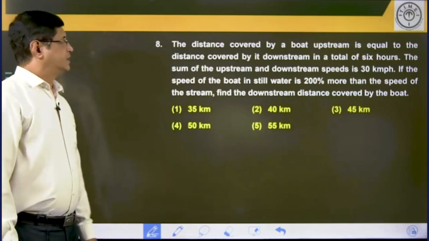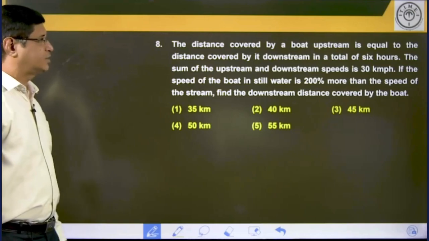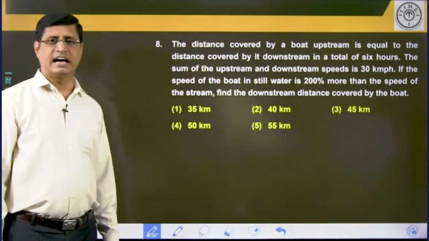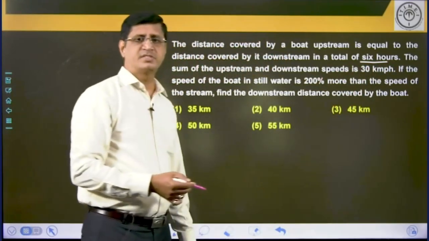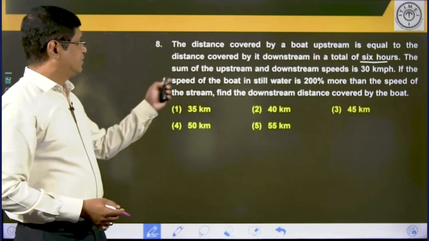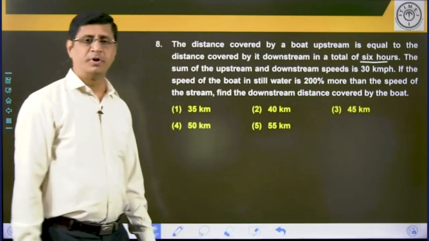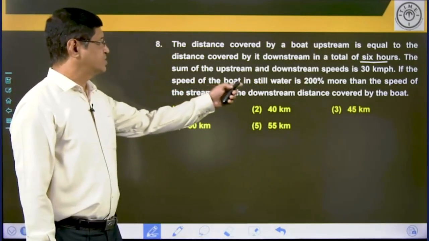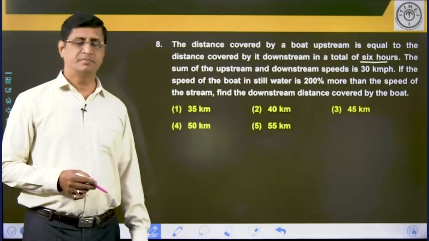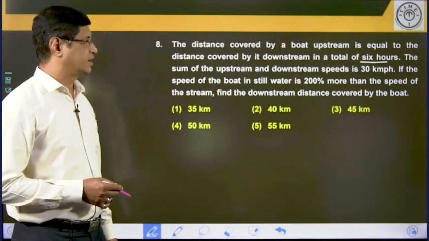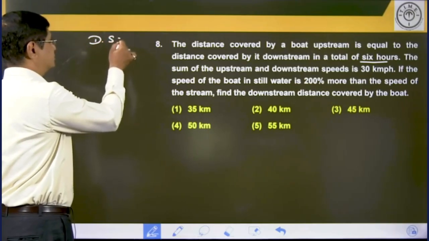Right. Next. The distance covered by a boat upstream is equal to the distance covered by it downstream in a total of 6 hours. The total time is given here. The total time is 6 hours. The sum of the upstream and the downstream speeds is 30 km per hour. If the speed of the boat in still water is 200% more than the speed of the stream, find the downstream distance covered by the boat. So, the downstream distance we need to find out.